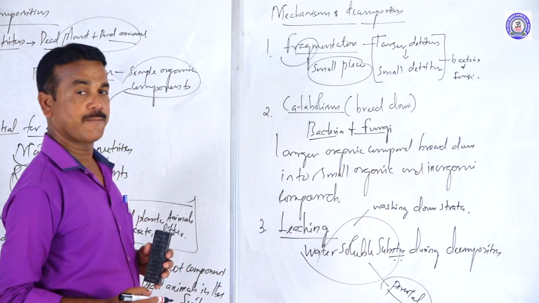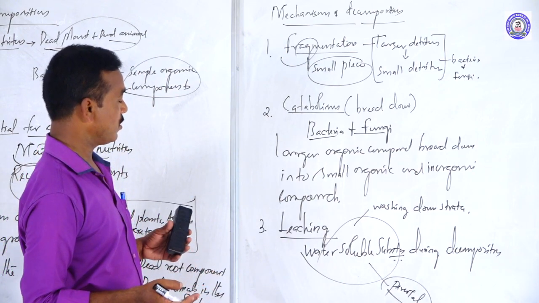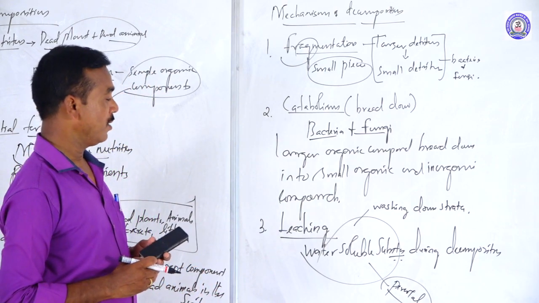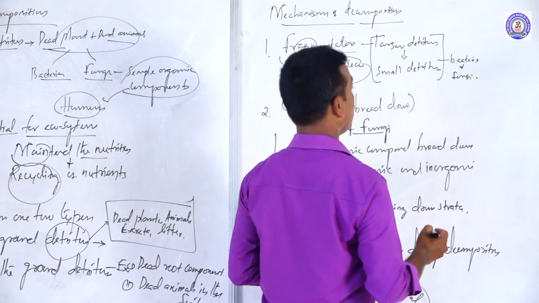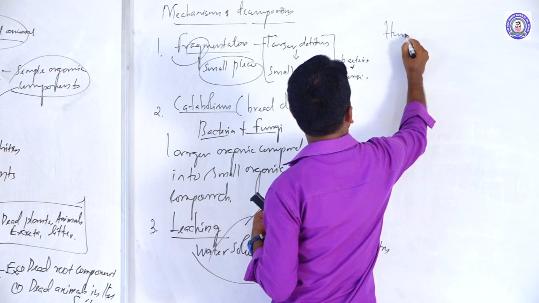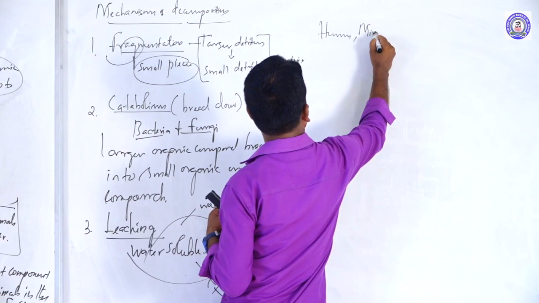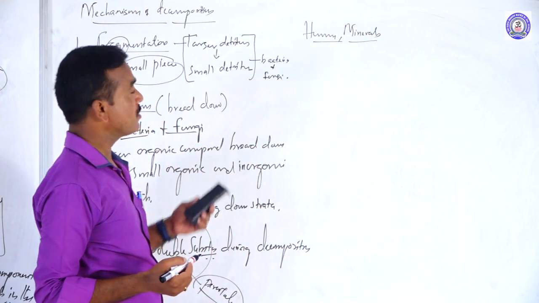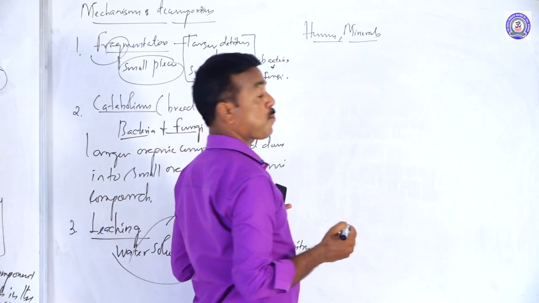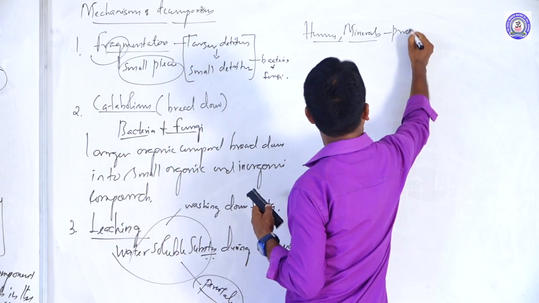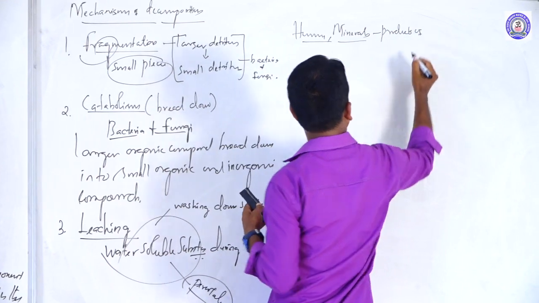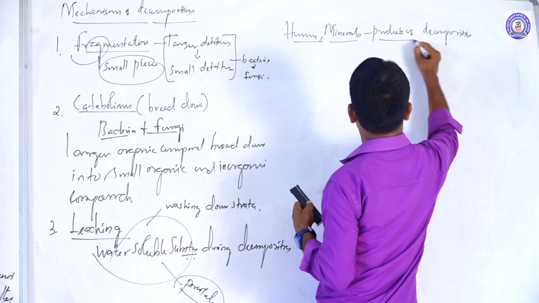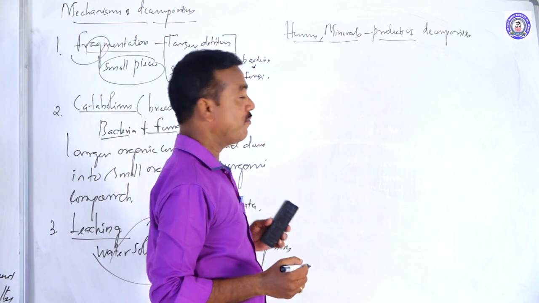This is the third process. Next in the process is commonly called humidification and mineralization. So what do we call humus and minerals? Humus and minerals are a product of decomposition.